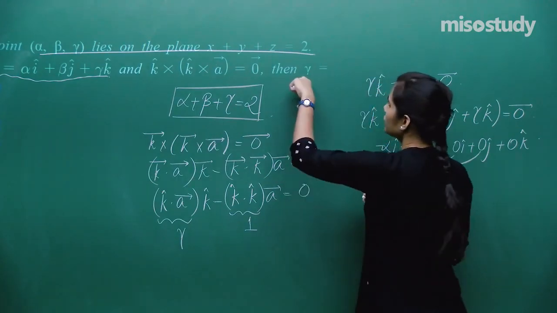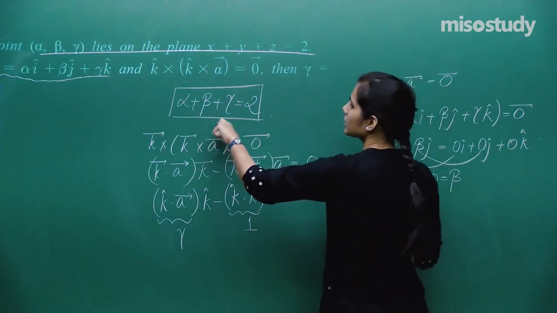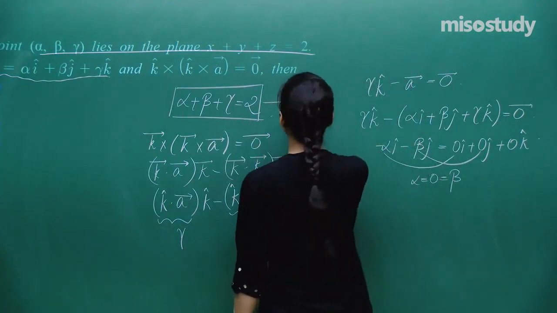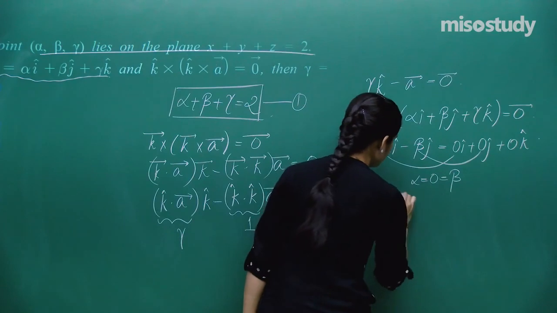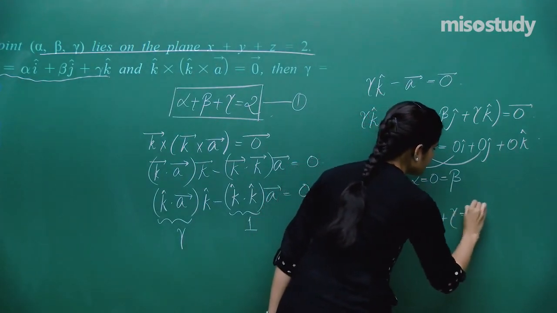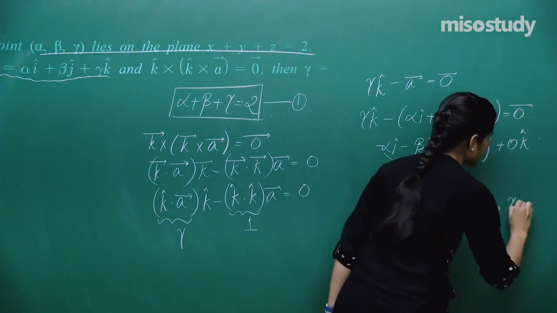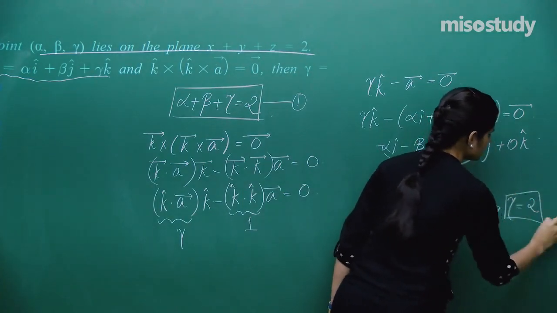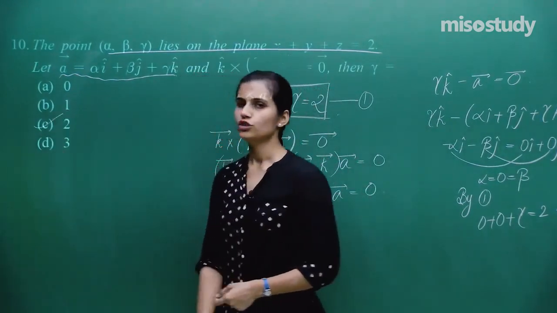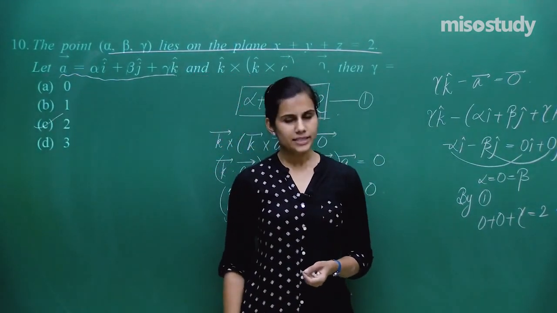I want to find out the value of gamma. I know alpha plus beta plus gamma is 2, alpha and beta are 0. 0 plus gamma is 2, which implies gamma is 2. And therefore, your answer is that gamma is 2. Clear? Practice these questions very nicely.